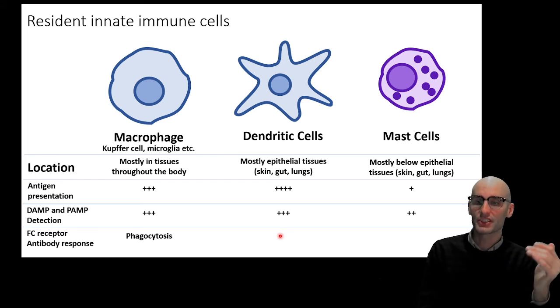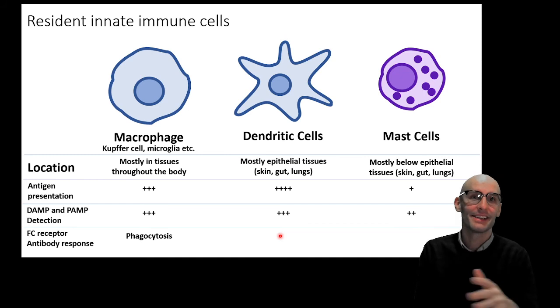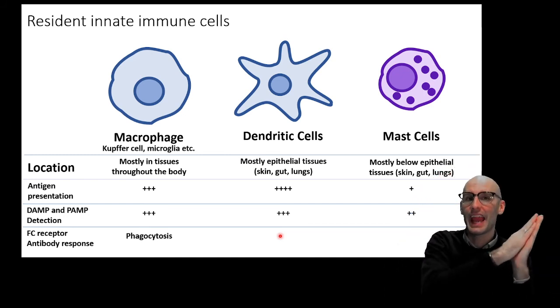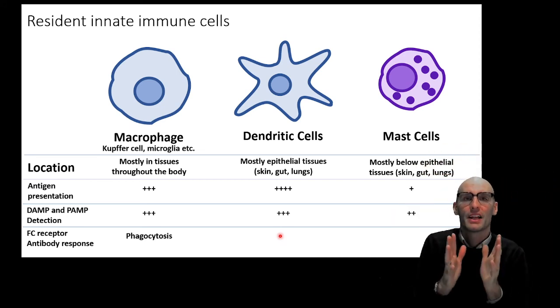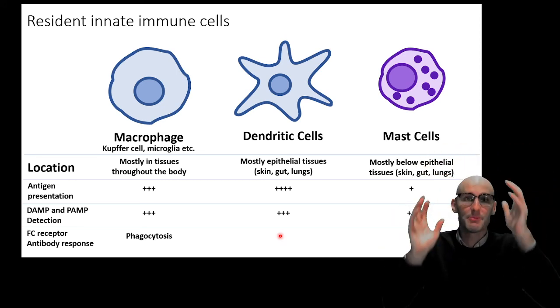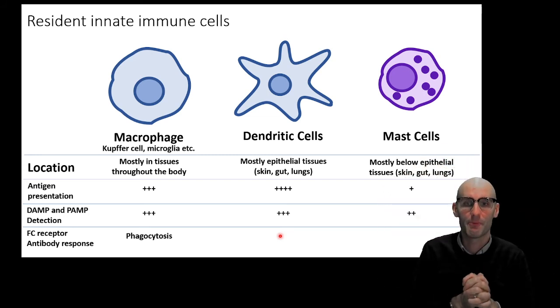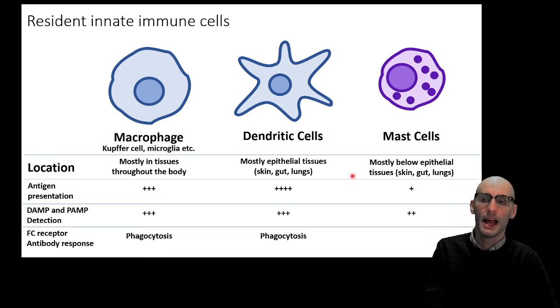So macrophages, what happens when their Fc receptors are activated? They eat, right? They phagocytose. So if an IgG antibody, for example, has bound to a pathogen and our macrophage Fc receptor detects that antibody, the macrophage will immediately surround and phagocytose that pathogen. Dendritic cells, same thing. It's all about phagocytosis, the Fc receptor activation.